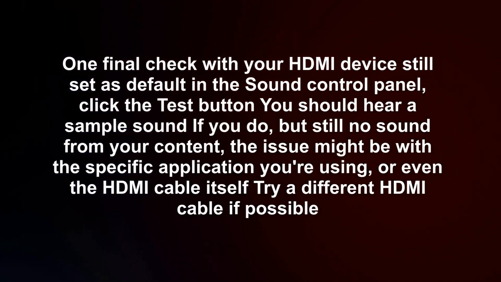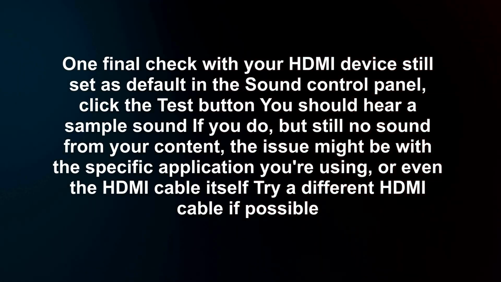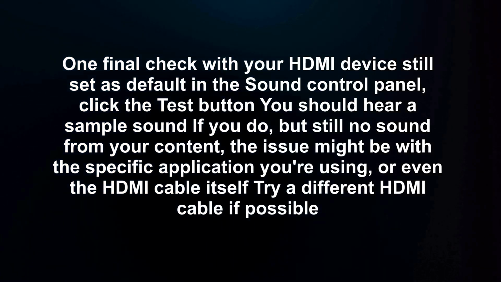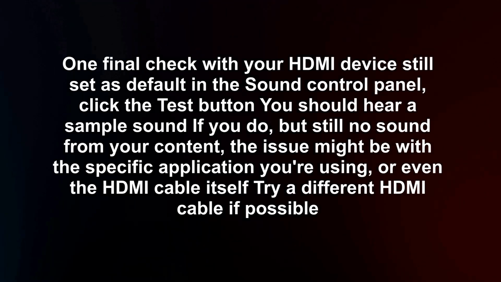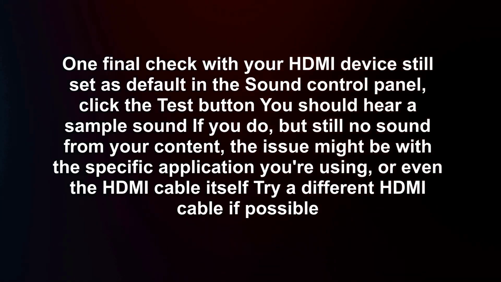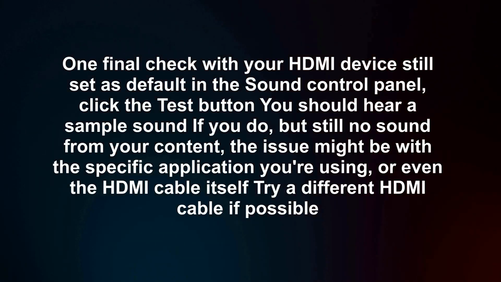One final check with your HDMI device still set as default in the Sound Control panel. Click the Test button. You should hear a sample sound. If you do, but still no sound from your content, the issue might be with the specific application you're using, or even the HDMI cable itself. Try a different HDMI cable if possible.